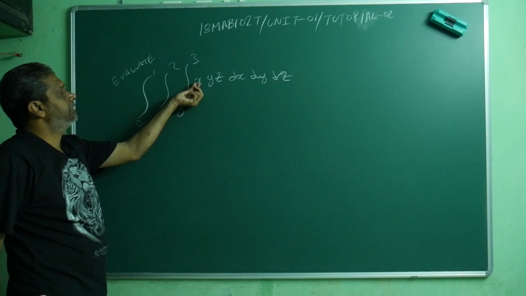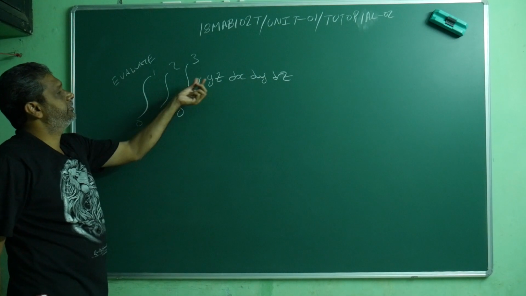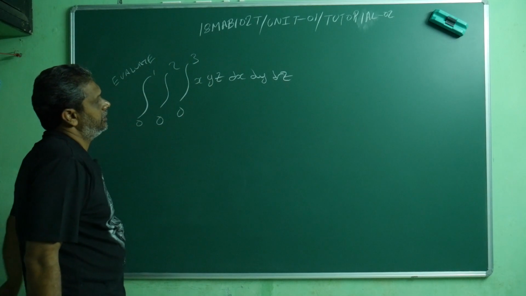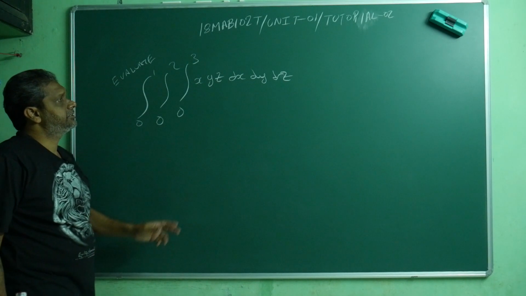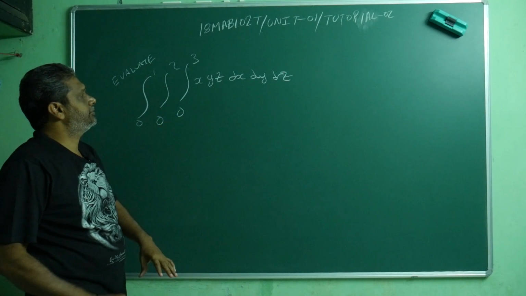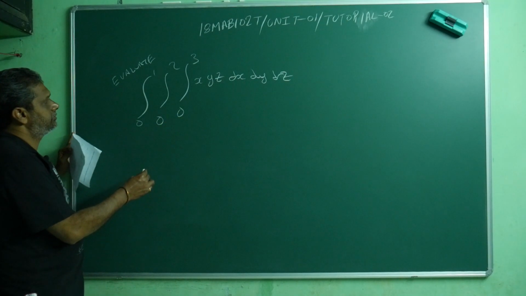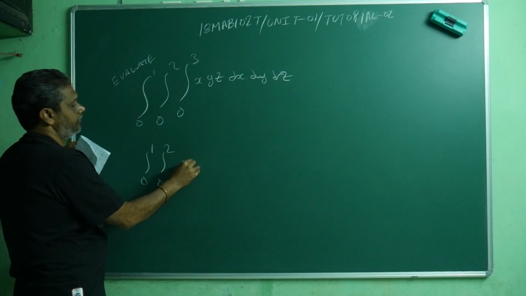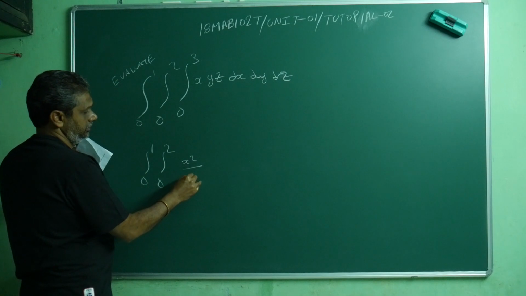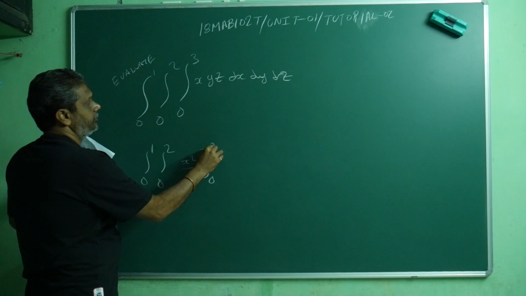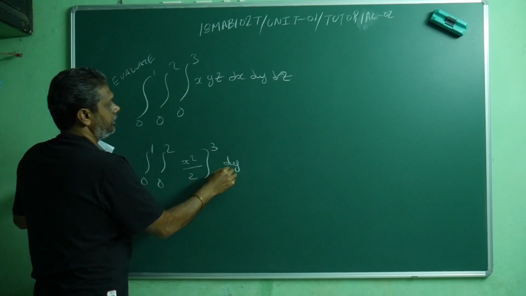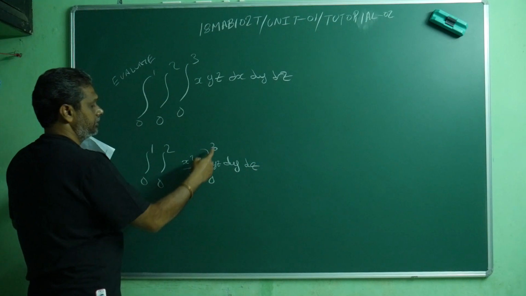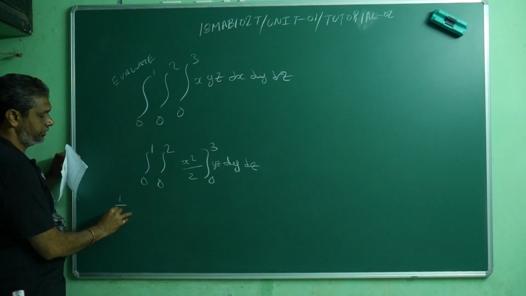X separately can take x dx in one integral, y dy in another, but if implicit, x plus y means what? We cannot separate. Anyway, this first I will do with respect to x, then y, then z. If I do with respect to x, what I will get? 0 to 1, 0 to 2, x squared by 2, 0 to 3, then yz dy dz.